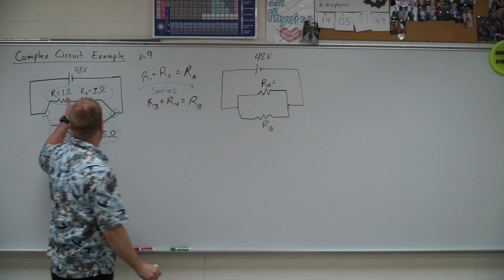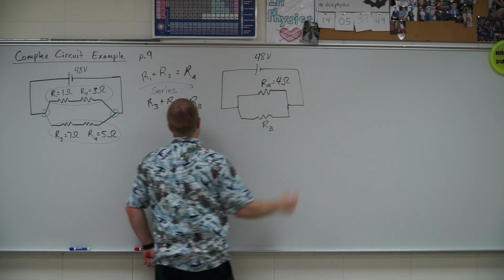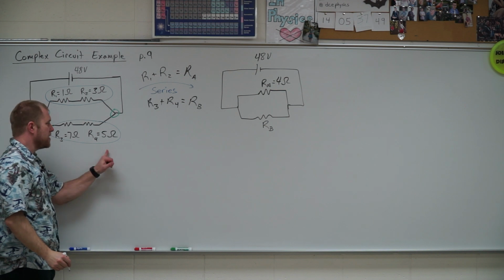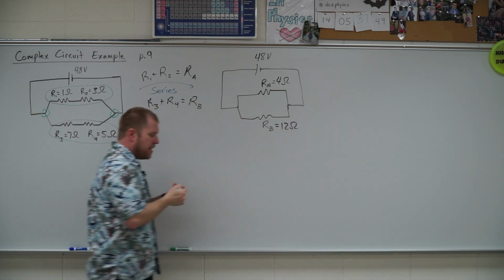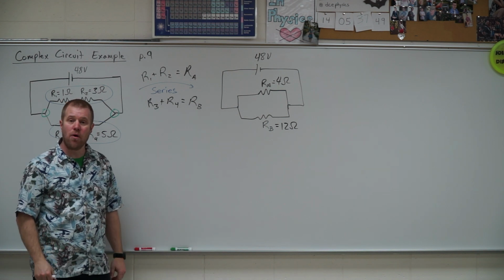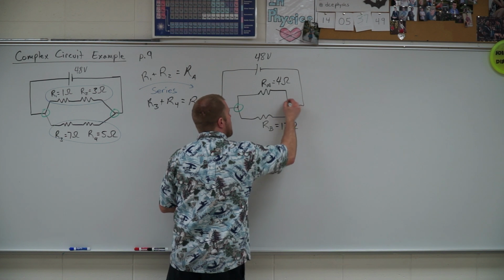RA, so I'm going to do 1 plus 3. That gives me 4 ohms. And I have 7 plus 5. That's going to give me 12 ohms. And we're back to step 1. We redrew it. We need to identify our nodes.